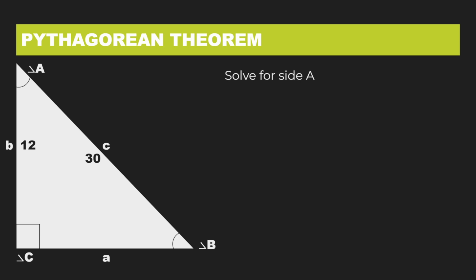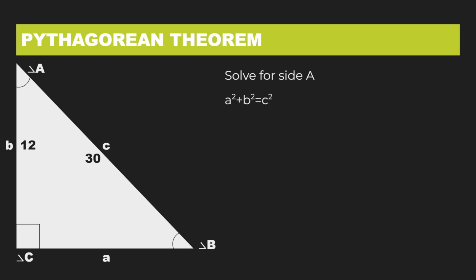The next one is the Pythagorean theorem. Here we will solve for side A. So we're looking for side A, but we only know two other sides. We know side B is 12 and side C is 30.